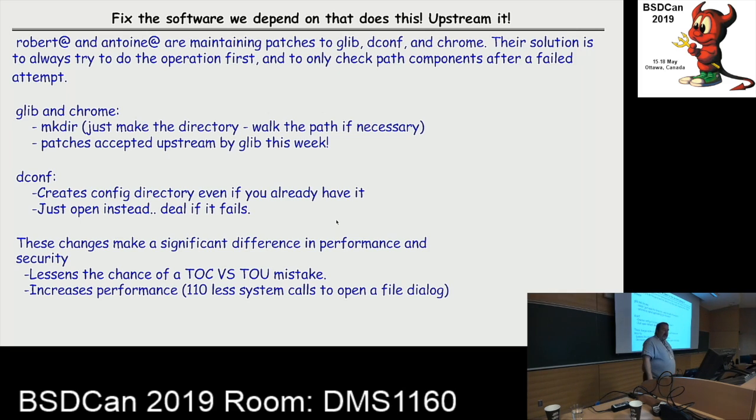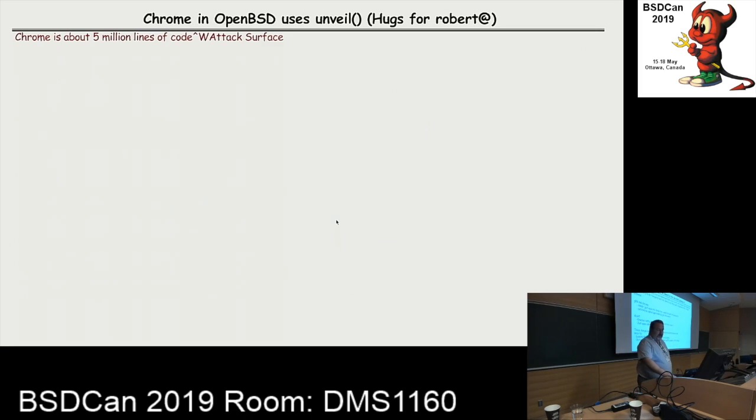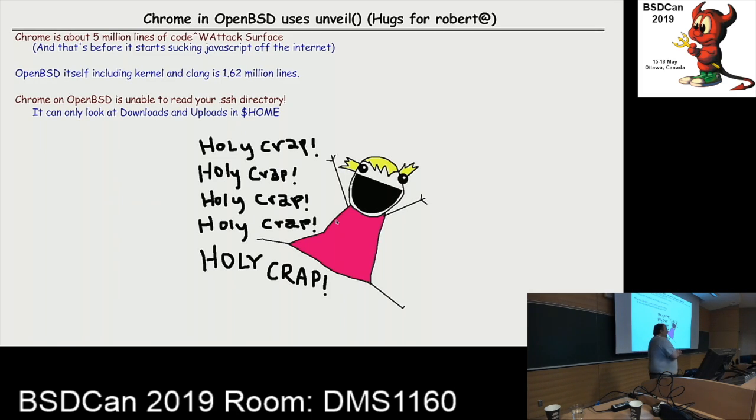So the changes increase performance. And the interesting one, Robert told me, is that if you have a reasonable path in your home directory, it's 110 fewer system calls to open a dialog box in Chrome with those changes. That's not insignificant. This is cool. So with that, we actually have Chrome on OpenBSD, and Iridium on OpenBSD uses Unveil by default.